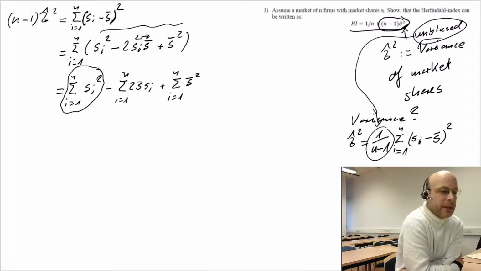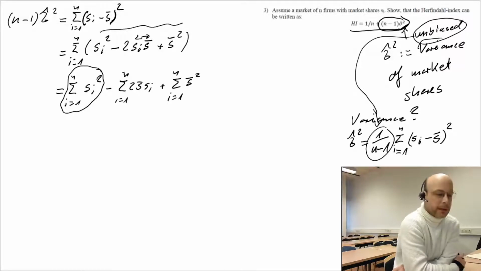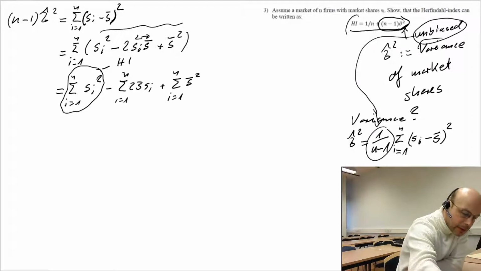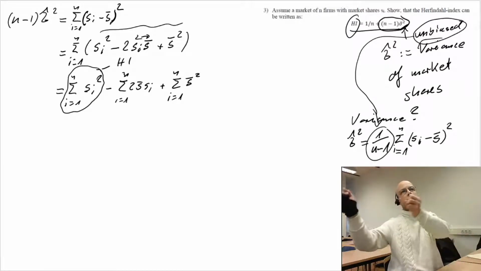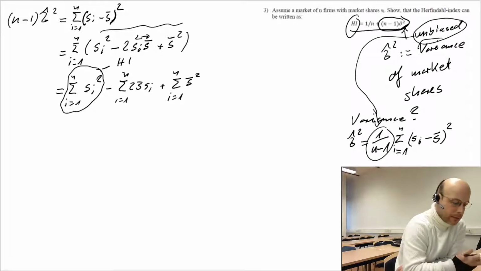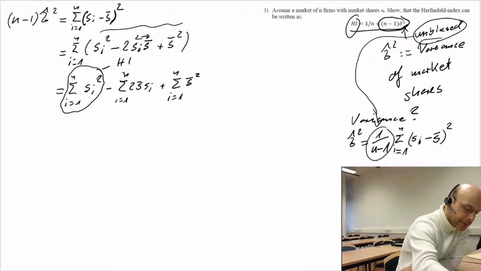Sum over squared market shares is, yes, great. So this is already what we want to have, since we want to show this equality of the Herfindahl index. And now we have to deal with these two sums.